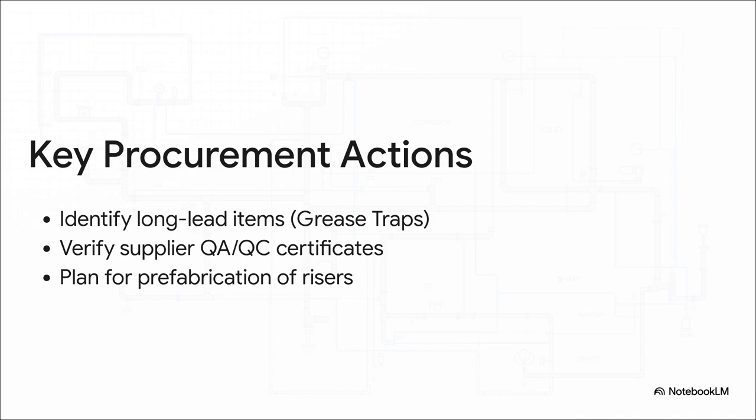What items take a long time to get? Custom grease traps, special manhole covers. Order them now. Don't wait. And check your supplier's quality certificates before you place the order. Also, think about prefabrication. Building a complex pipe assembly in a controlled workshop is almost always faster, safer, and higher quality than trying to piece it together on site.